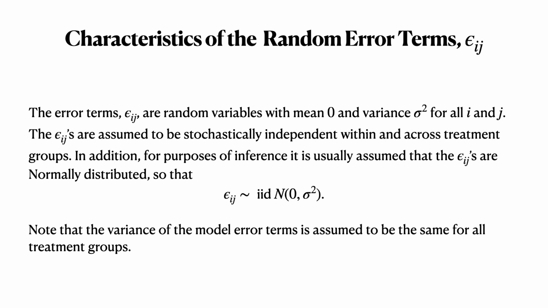The error terms, the epsilon sub ij's, are random variables with mean 0 and variance sigma squared for all i and j. The epsilon sub ij's are assumed to be stochastically independent within and across treatment groups, and in addition, for purposes of inference, it is assumed that the error terms are normally distributed. Now, one other assumption in the random effects model is that the random effects, whether they're represented as mu sub i's or alpha sub i's, are considered to be independent of the error terms.